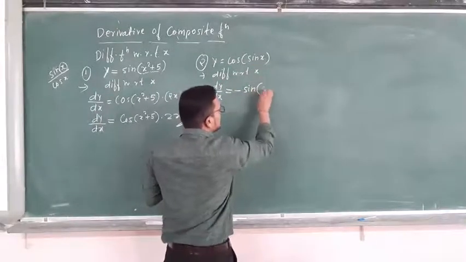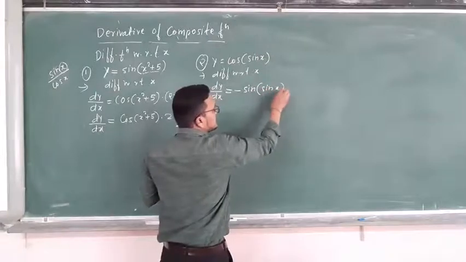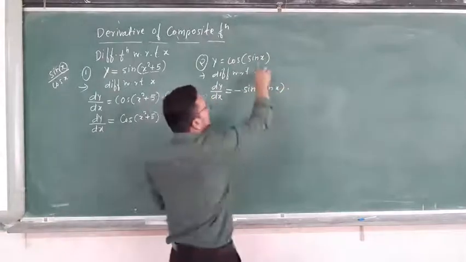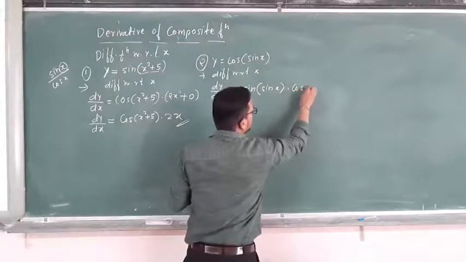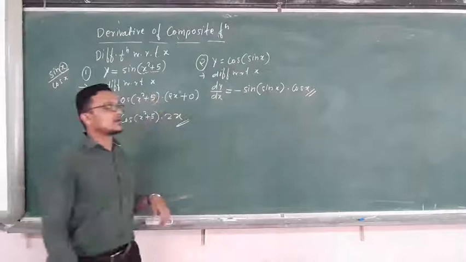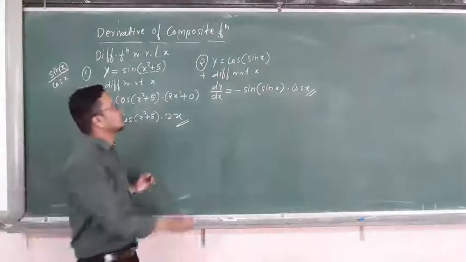Minus sin x, and the next function, that is sin x, into the derivative of the second function. The second function is sin x. Its derivative is cos x. So this is the answer.